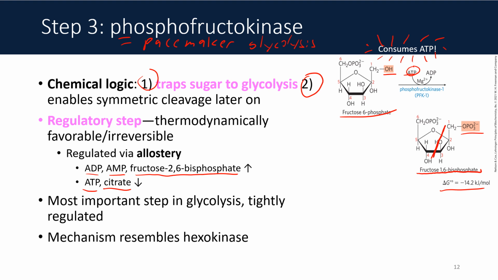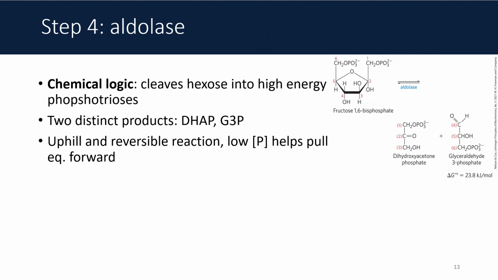Now, as for its mechanism, you will be quite pleased to learn that it very closely resembles that of hexokinase, which you are already experts in. So we can just proceed. Step 4, which is catalyzed by aldolase, is a very dramatic reaction. This enzyme will take our fructose 1,6-bisphosphate, which is properly committed to glycolysis now, and it's going to split it in half into 2 very high energy phosphotrioses. That is the point here.